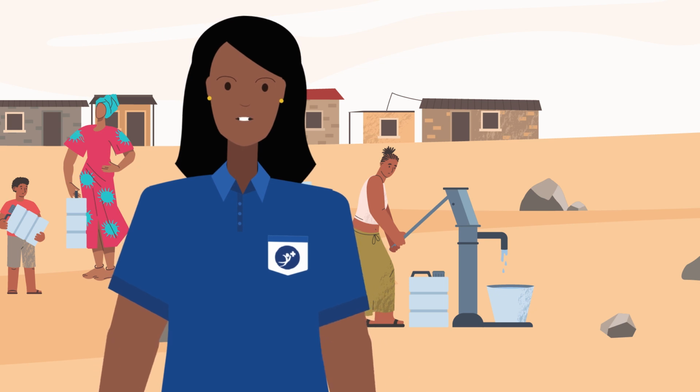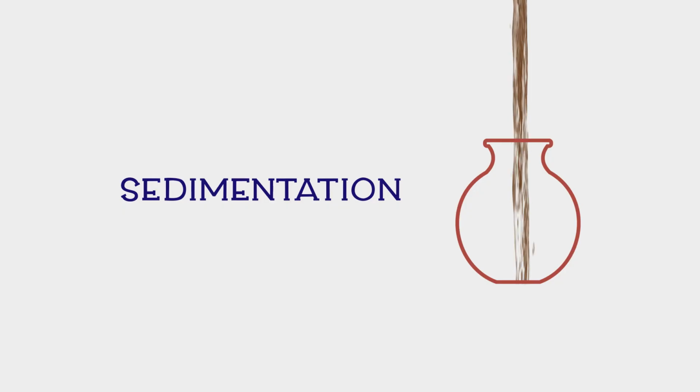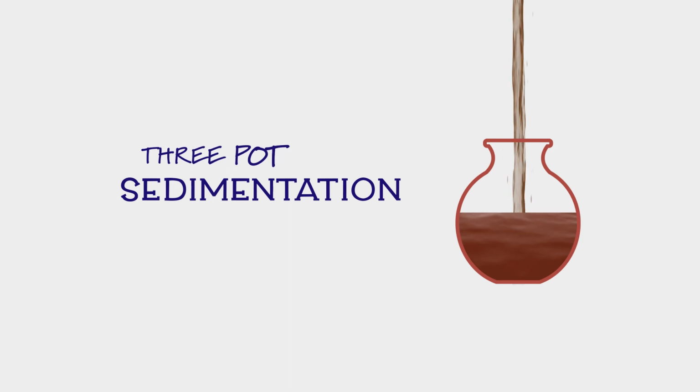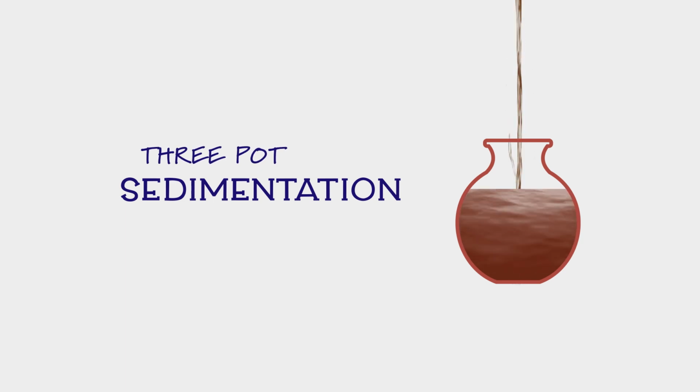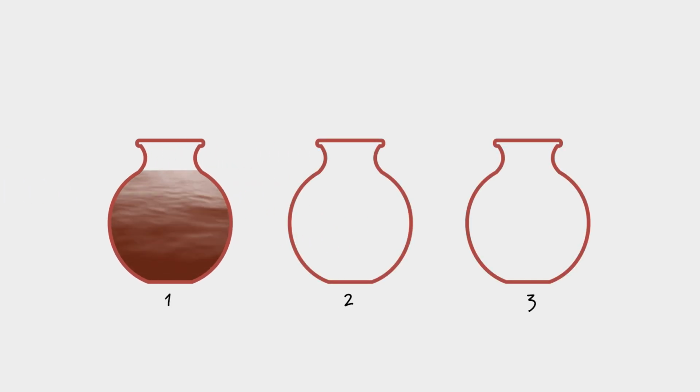Another method is sedimentation. This method uses gravity to separate large suspended particles in water. To do this, pour water into a jug, set it aside and let gravity work. An example of this method is the 3-pot sedimentation. In this process, 3 different containers are used.